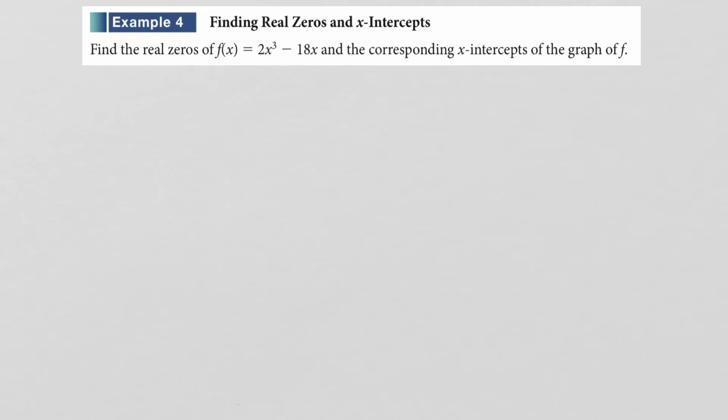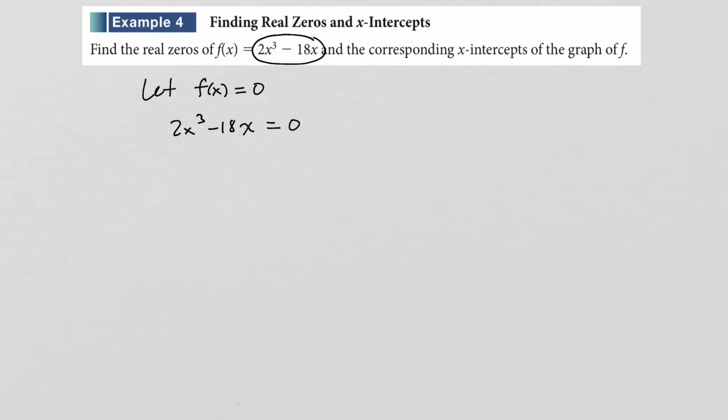Next, we shift our focus to finding real zeros and x-intercepts. So in the previous section, we talked about how zeros and x-intercepts are essentially the same thing. So if you're asked to find the real zeros of a function, we know that the way to do this is to let f of x be equal to 0. So basically, you take what your function is equal to, which in this case is 2x cubed minus 18x, and you set that equal to 0. And then we just need to solve that equation.